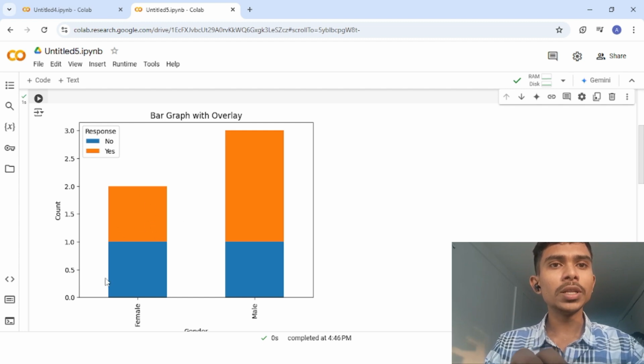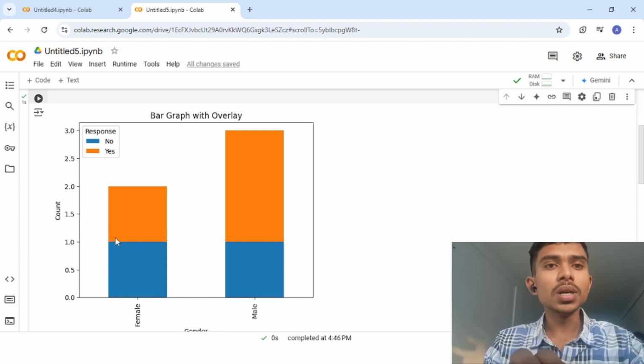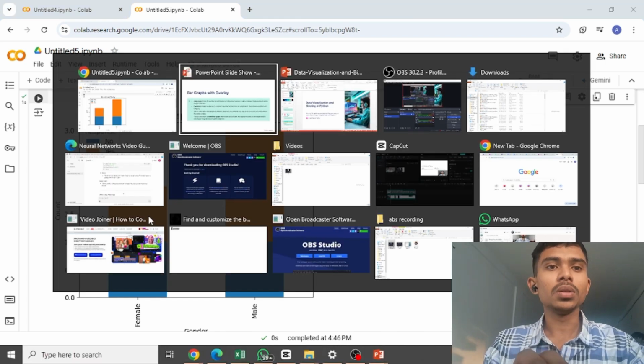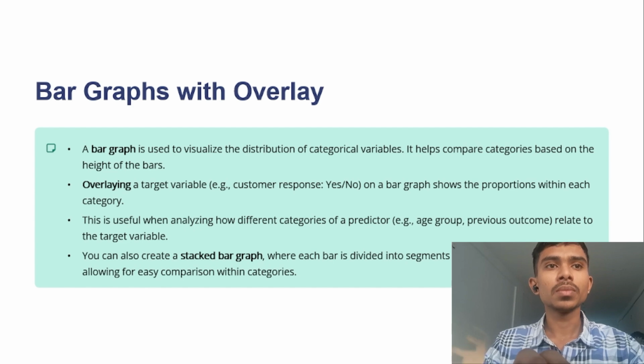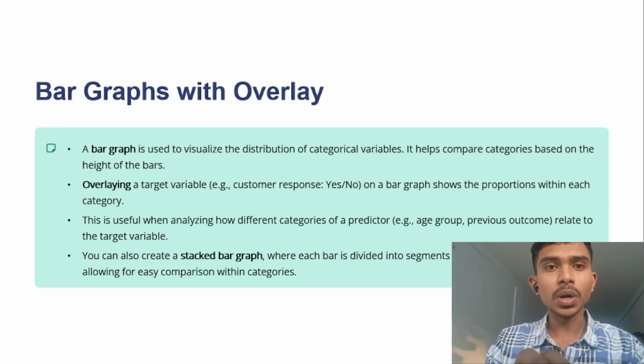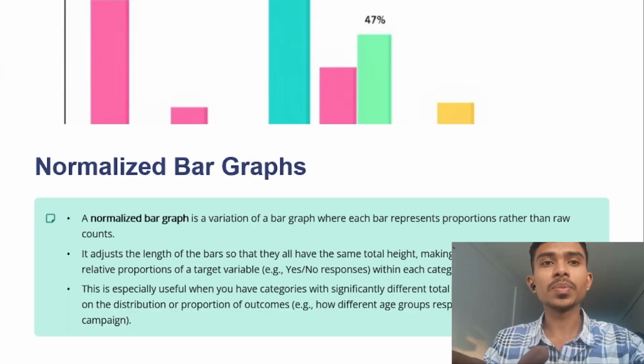Here we grouped the data by gender and responses to calculate counts for each combination. The stacked bar graph shows how males and females responded, making it easy to compare. That's how bar graphs help us visualize categorical data with overlays. Now let's move to the contingency tables.